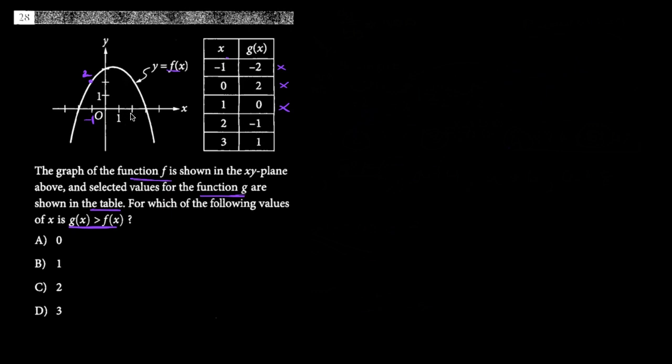When x equals 2 on the f of x graph, f of x equals 2 as well. So once again, f of x is greater than g of x. And the last one, when x equals 3, g of x is 1. And when x equals 3 on the f of x graph, f of x is 0, right?